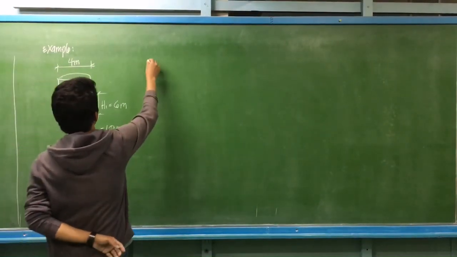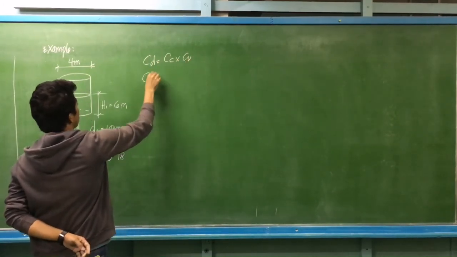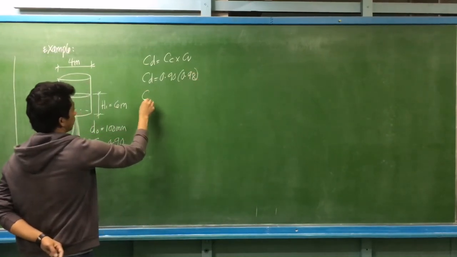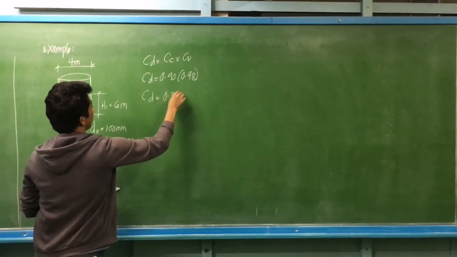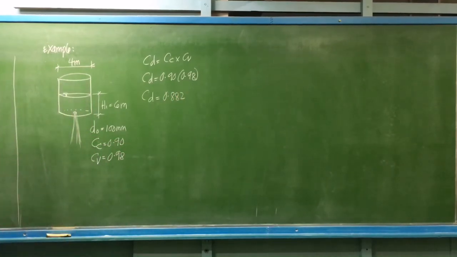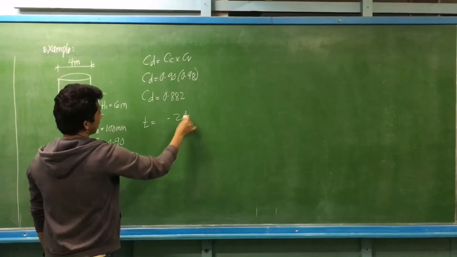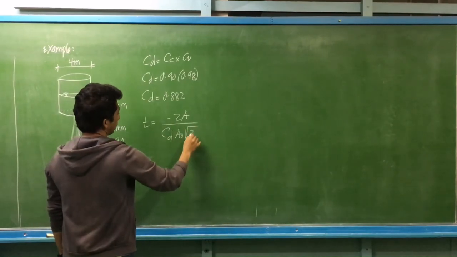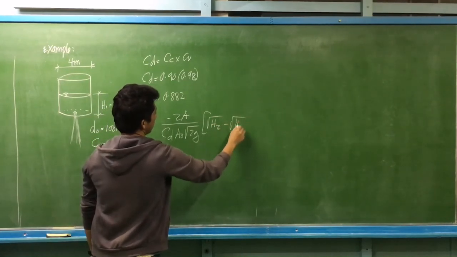Okay, so first, the coefficient of discharge is equal to C sub C times C sub V. So the coefficient of discharge will be equal to 0.90 multiplied by 0.98, which is 0.882. Then we need the area of the tank. I think this is more of a direct substitution. The time is equal to negative twice the area, divided by coefficient of discharge, area of the orifice, square root of 2g, multiplied by the square root of the final head minus the square root of the initial head.